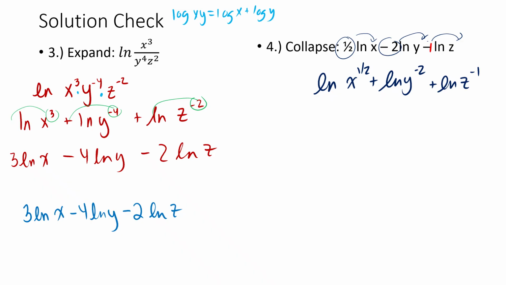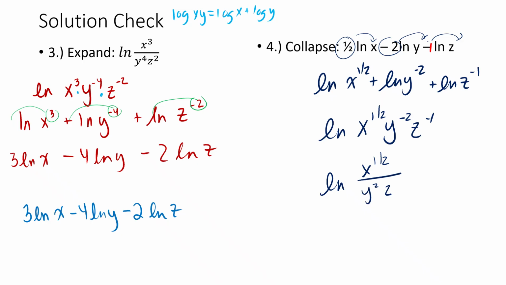Now what this does is this makes this all the same operation. So instead of having some addition and some subtraction, we actually are dealing with all addition, which means that we can just use that one property, which is kind of nice. So this is natural log of x to the 1/2 y to the negative 2, z to the negative 1. And we're basically going in reverse order here, where now I have negative exponents. I'm going to kick these down into the denominator. So we'll have x to the 1/2, and then this would be y squared z to the first.